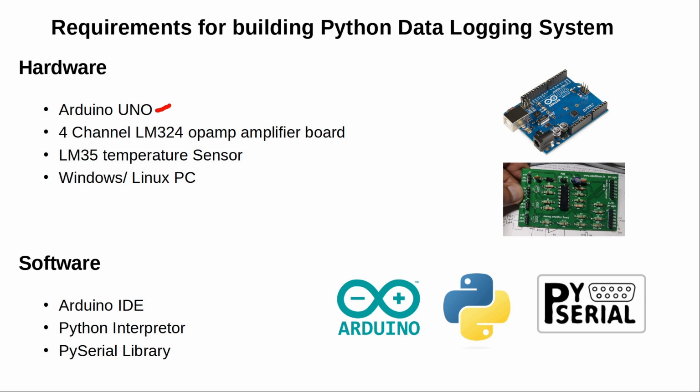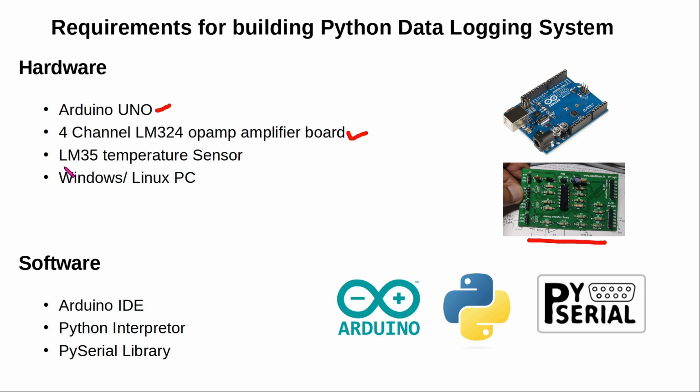Now we require a 4-channel LM324 Opamp amplifier. That will be this one. And we have already covered the design and implementation of the LM324 Opamp amplifier in our video. You can check our YouTube channel. I will put a link in the description. In that particular video, we show how it is designed, what calculations are made, and how you can assemble it. You can also buy it from our store. The link to the amplifier board is available in the description.